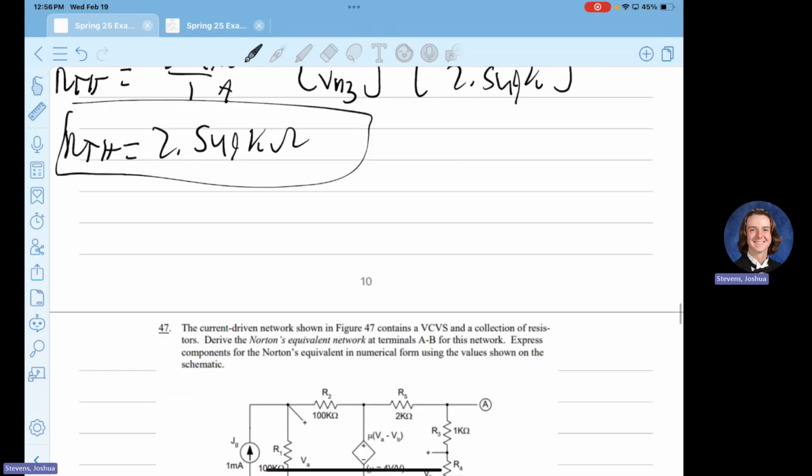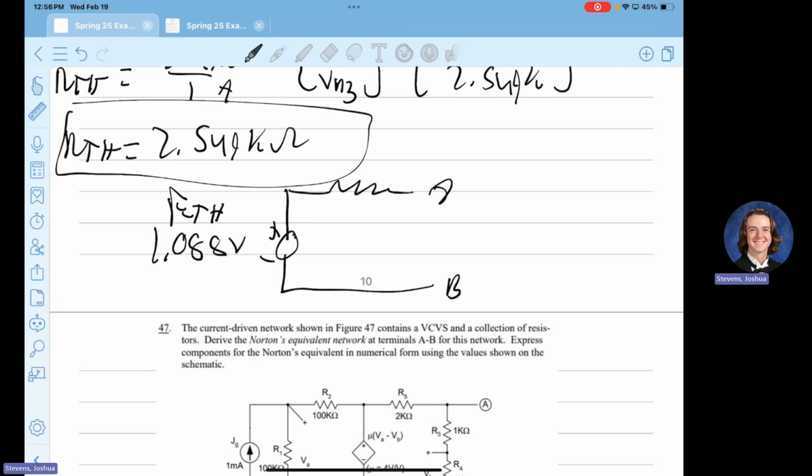So when you connect these, you connect it like it's shown in the figure. You've got a resistor and a voltage source. E Thevenin equals 1.3 volts, and R Thevenin equals 2.549K. Simple enough?